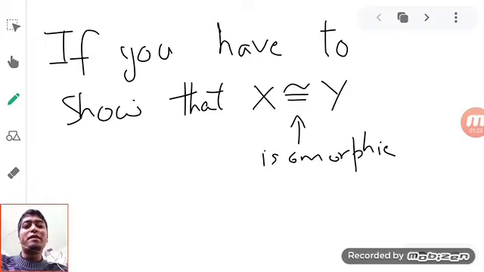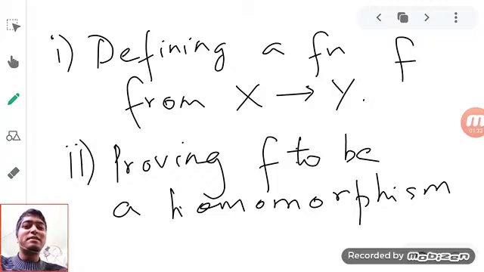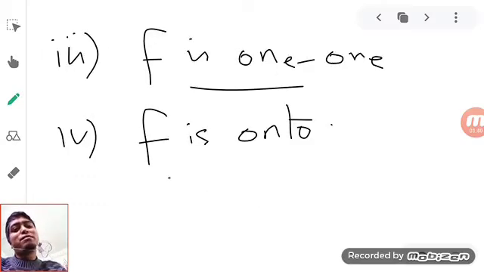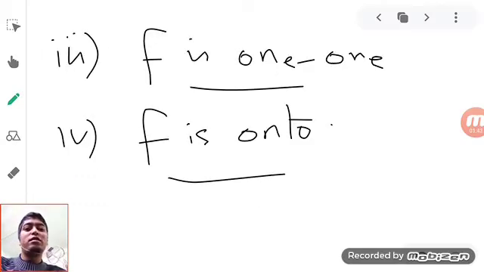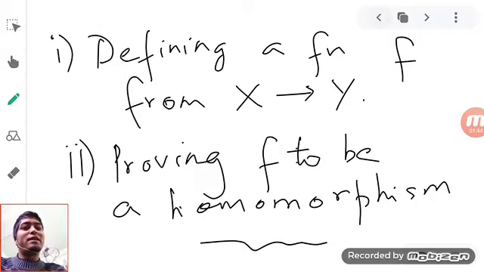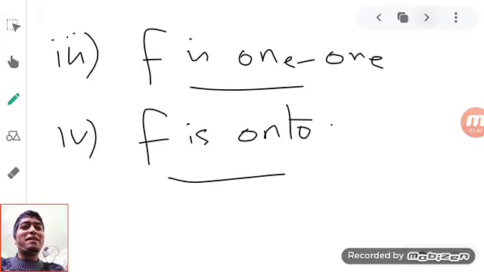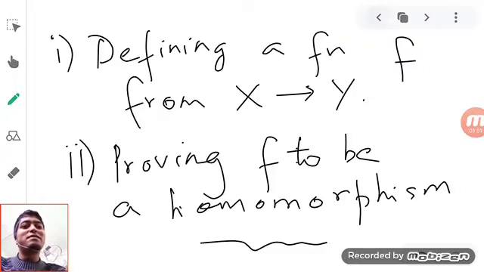So some of you who are new to this field of abstract algebra, you may think that okay, this is really an easy task, because we know how to prove that it is a homomorphism. We also know how to prove that it is 1, 1. We also know how to prove that it is onto. But the second, third, and fourth step, they are not usually that difficult. It is actually the first step.